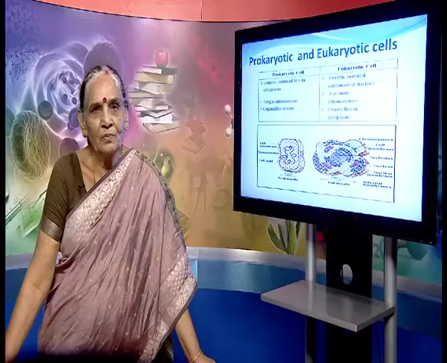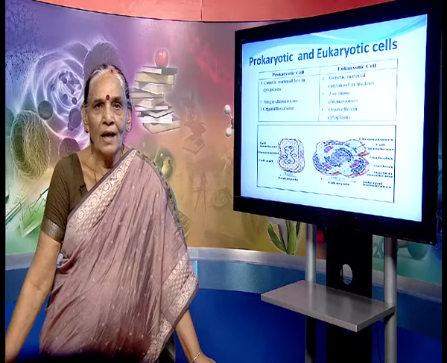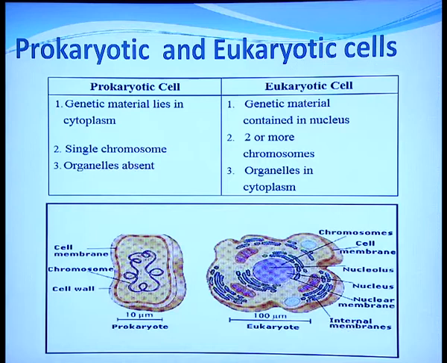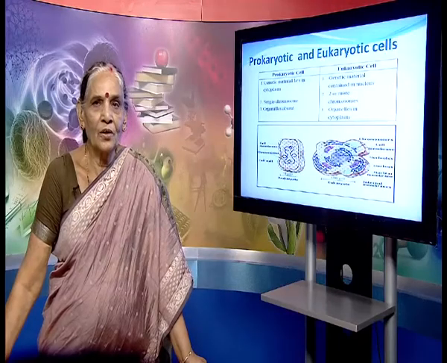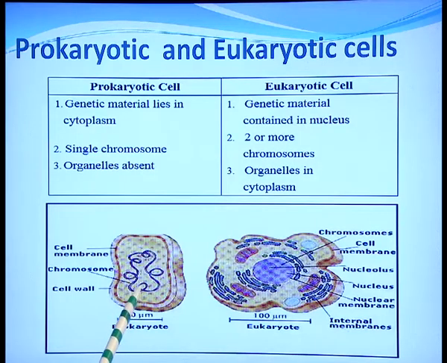So, how are they different from the prokaryotes? One, they have a true nucleus. Two, all of them have more than one chromosome, not one single chromosome. Number 3, as you can see on your monitor, they have organelles in the cytoplasm. What are organelles? Organelles are little independent structures which are found lying in the cytoplasm and which are responsible for many different functions.